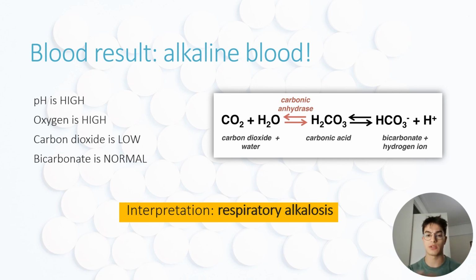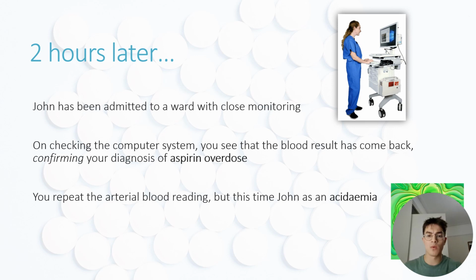So looking at our equilibrium again, you can see that because of that really fast breathing, we're losing carbon dioxide, and therefore, because of that equilibrium shift, we're getting less protons, we're getting alkaline blood. So you write in the notes that this man, you think he has a respiratory alkalosis. Respiratory meaning it's caused by the breathing system, and alkalosis: alkaline, and osis meaning process in the blood, so alkaline blood process.